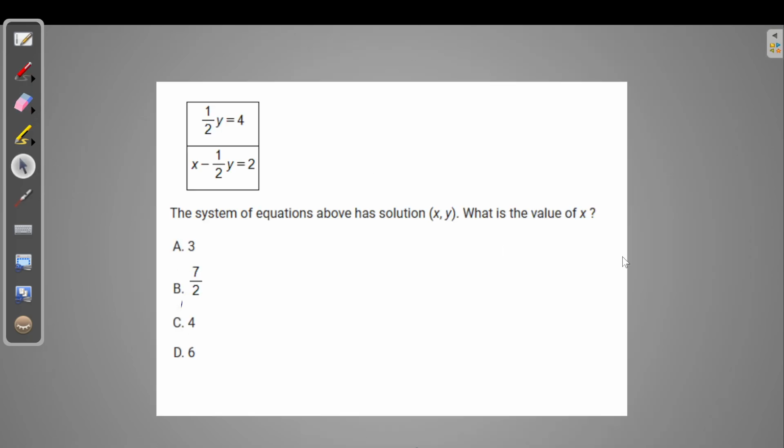Alright. For the medium problem, we have a system of equations again, and it says the system of equations has a solution of (x, y). What is the value of x? Here, instead of doing anything to the first equation like I did in the last one, you can just immediately substitute it in, because it's 1/2 y for both. So it would be x minus 4 is equal to 2, where x is equal to 6, and it's just asking for 6, so it's d for this one.